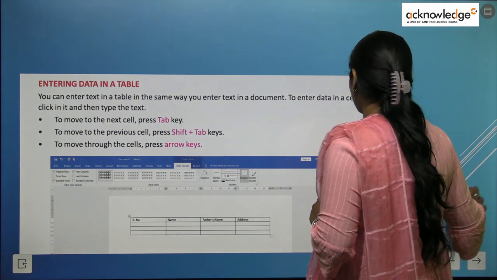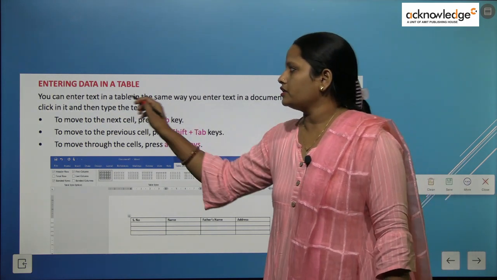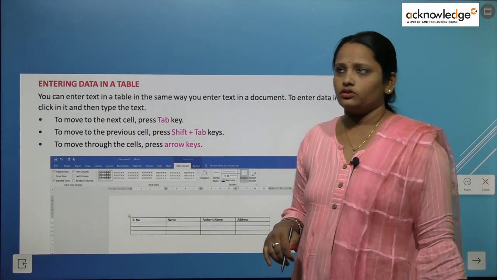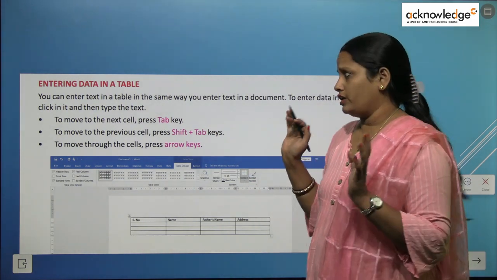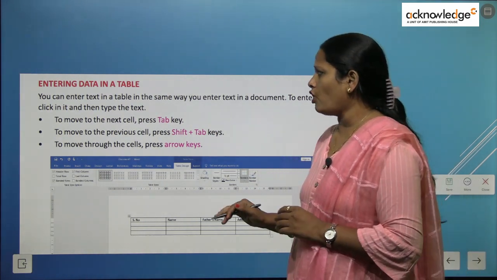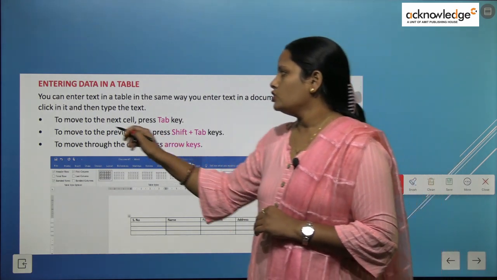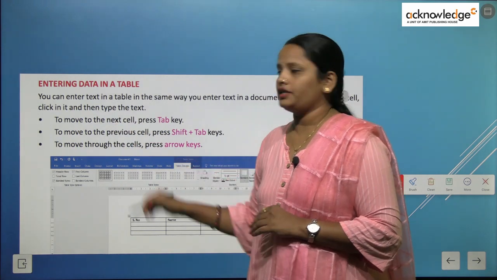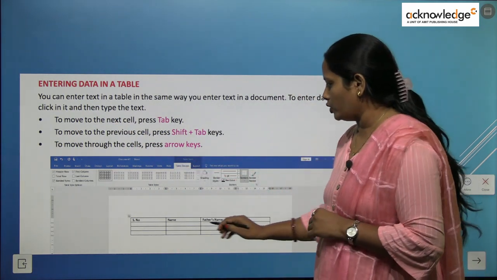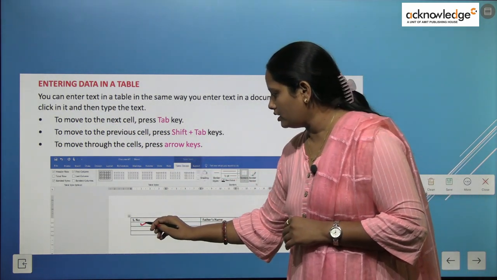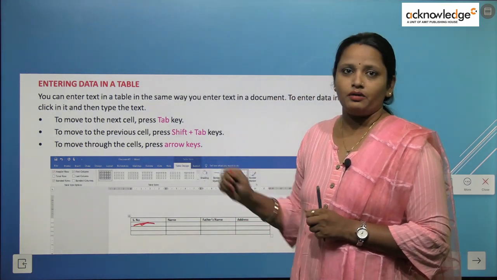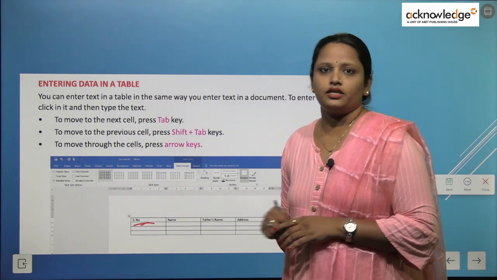How can we enter data in a table? You can enter text in a table in the same way as you enter text in a document. So it's very easy. You can do it very easily. What we have to do, let's read. To enter data into a cell, click on it and then type the text. So if I want to insert something in this line, I simply bring my mouse pointer here and click here.